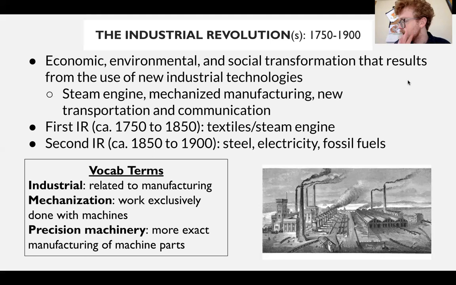This is a time period when we see power mostly being generated through things like wind, through water mills, through animals. However, we are going to see the start of the use of fossil fuels, of coal, in this first industrial revolution. And what is this industrial revolution focusing on? It's textiles, cotton textiles. That's the big thing to remember about the first industrial revolution.